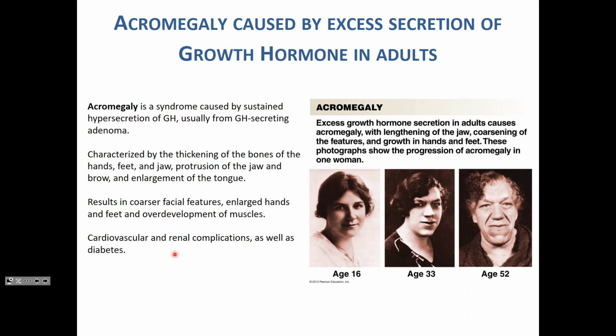We can also have cardiovascular problems and renal problems, as well as diabetes, because of stimulation of hepatic glucose production by the liver in response to growth hormone. The mainstay of treatment is usually surgery, and a somatostatin analog is used to inhibit growth hormone secretion. That ends that particular lecture. Are there any questions?